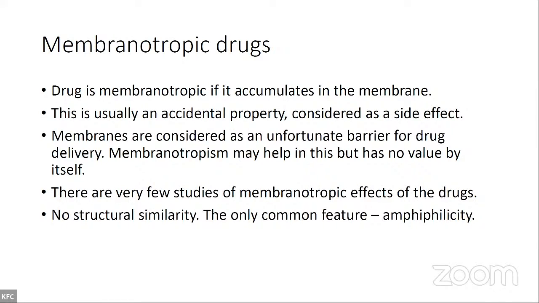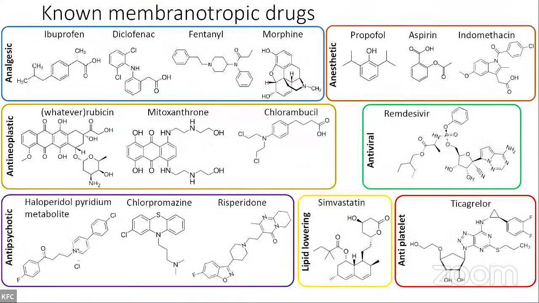And the big problem is there's no structural similarity among the membranotropic drugs. You can only tell that all of them are amphiphilic, and that's all. So here you can actually see almost all the known drugs which were studied and which are experimentally verified to be membranotropic. Maybe there are 2 or 3 more than these, but this is pretty much it. And as you can see, there is no structural similarity. The molecules are very different. All of them are amphiphilic in some sense.